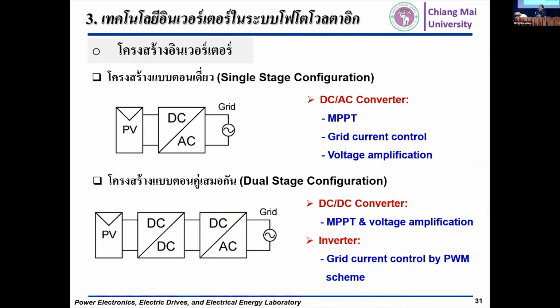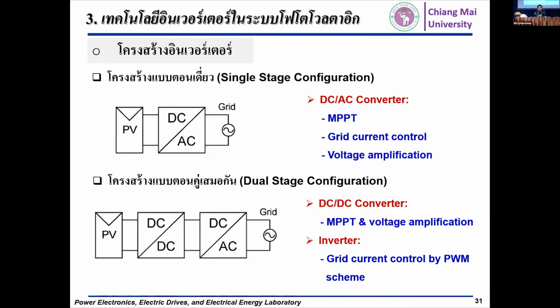There is a lot to inverter technology. I would like to introduce, for example, the first, which is the single stage configuration. Here, the single stage configuration with the maximum power point tracking algorithm is included in the inverter stage. The main function of the inverter is PQ power or current control, to control the reactive and active power.